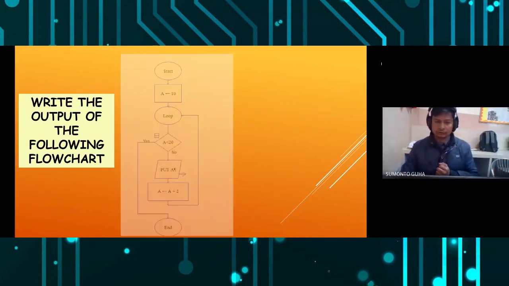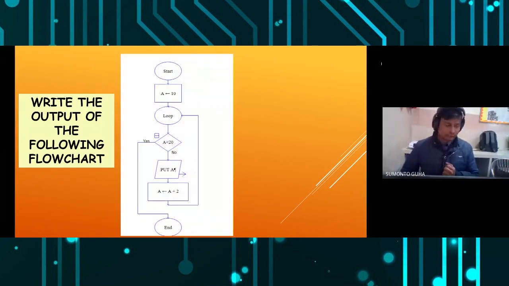So here you can see I have shared one flowchart. First you observe it carefully. When I ask you to write the output, only then you will write the output. I'll read it. 10 has been assigned to A. Then the loop starts. If A is less than 20, then it is yes. And if it is no, then put A, and A is A plus 2. And the loop is executing again and again.